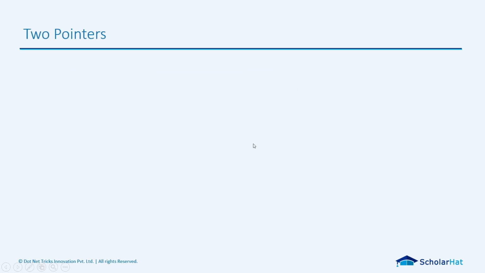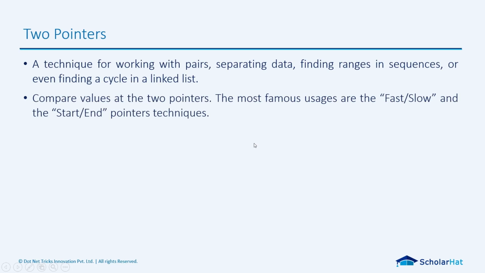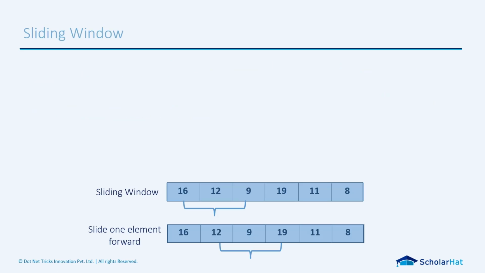All right. Now, a few techniques are there. There are two techniques. The first is the two-pointer technique, a technique for finding a pair in a sequence or finding a cycle in a linked list. We're going to see this also, comparing the values of two pointers. The most famous usage of these is the fast and slow pointer technique. So that is the two-pointer technique.